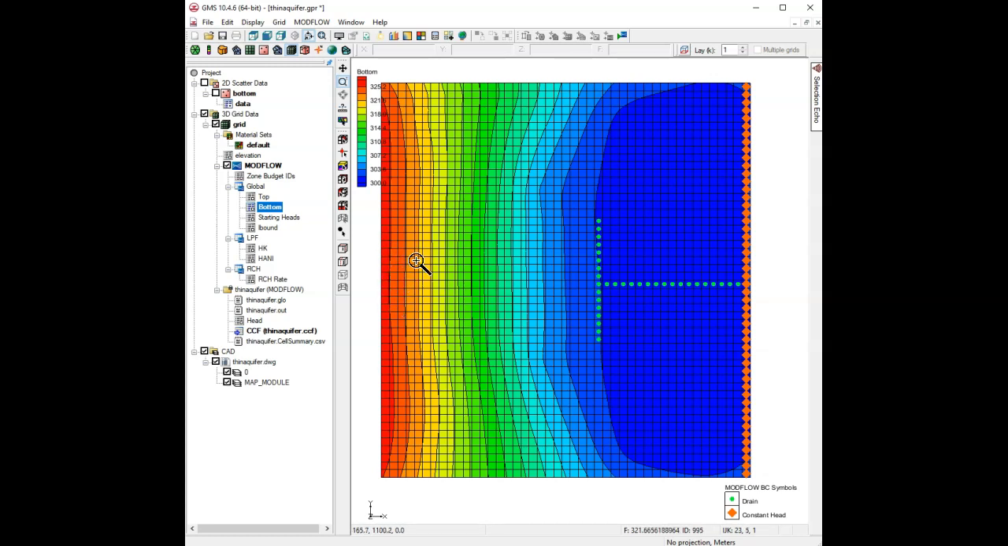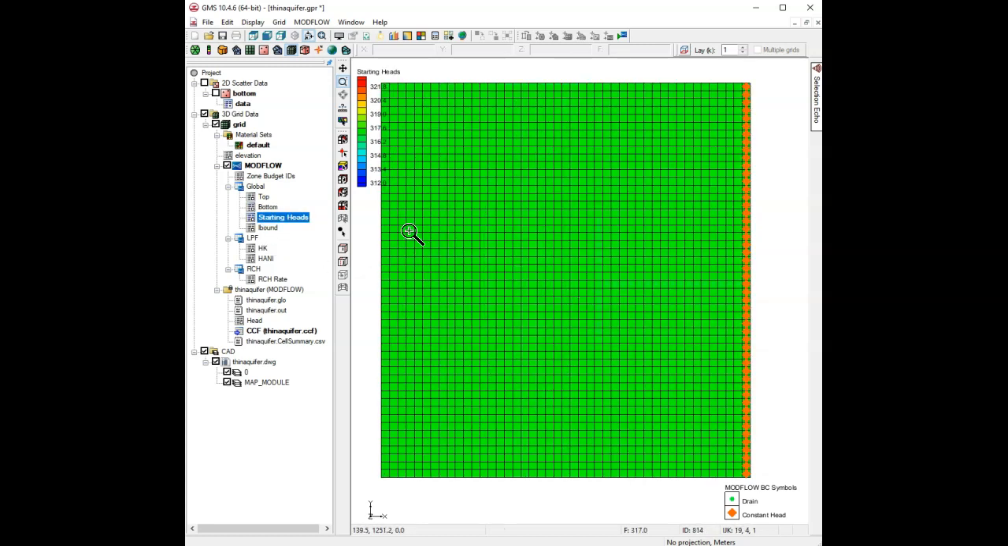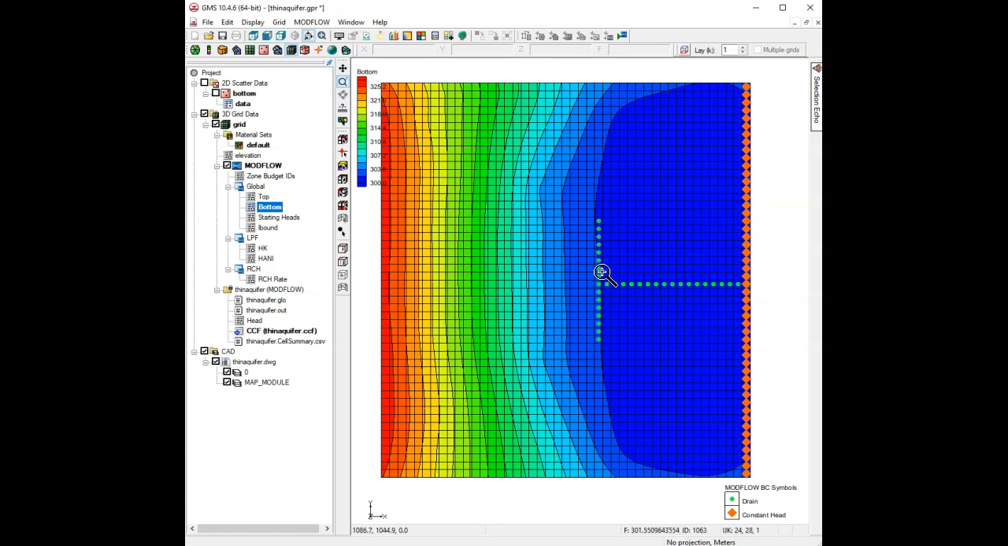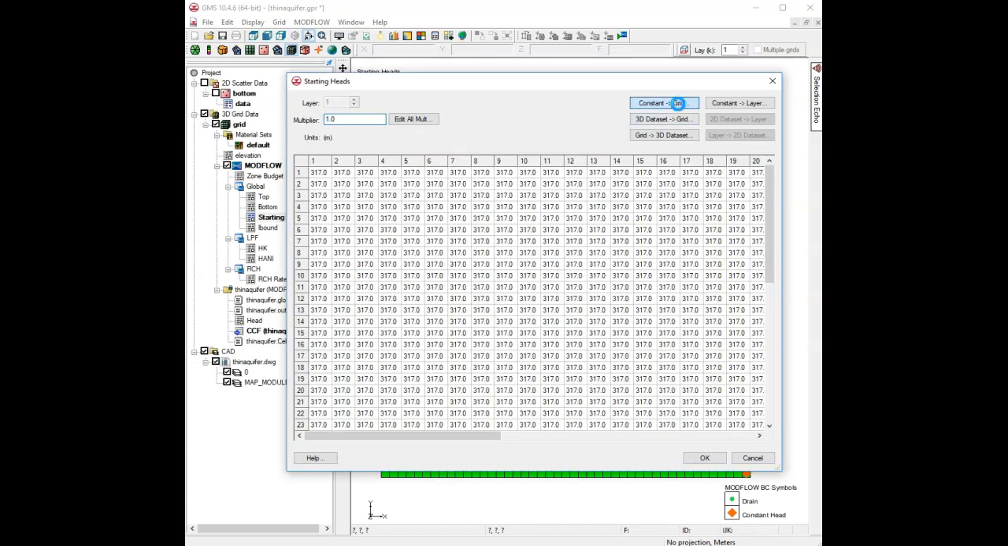So right off the bat, we know that's a huge problem, because if your starting heads are below your bottom elevations, that's trouble. Look at this, 317, and eventually over here it gets below 317. On the left-hand side, and by the way, I'm looking at this value right down here as I move the cursor, it's about 325 over here, and so that's a problem. So the first thing we're going to do is change the starting heads to, let's say, 350 or something like that.